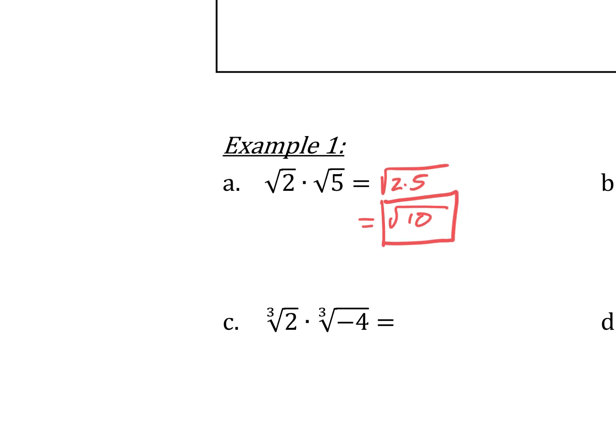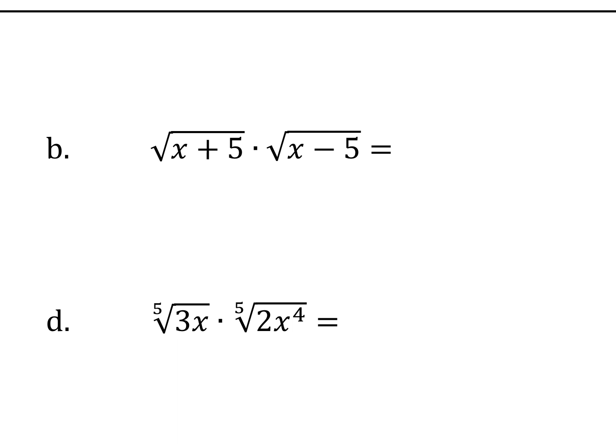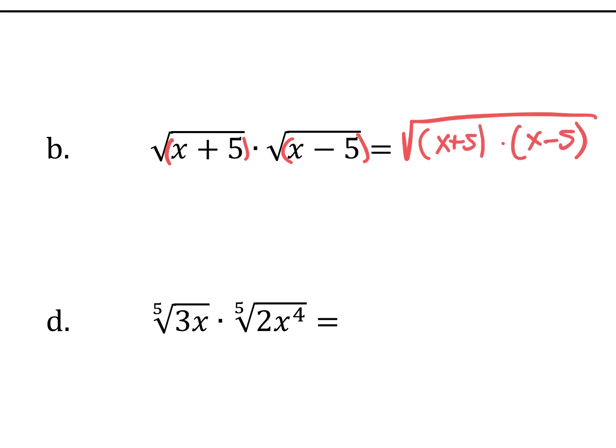So how about this? What if we had binomials? Well, we've got x plus 5 and x minus 5. Those really need to be in parentheses if we're going to do this right. So we've got (x plus 5) times (x minus 5). Now we haven't seen binomials yet in this course, or in this chapter at least. So how do we multiply those?